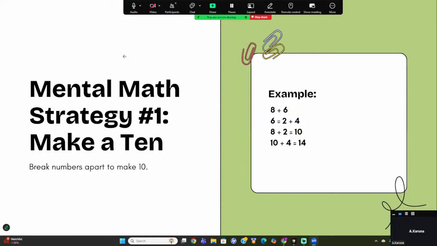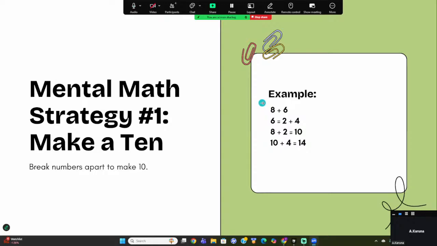So the first strategy is make a 10. So we break apart numbers to make 10. And like I said before, using tens is very easy, and you can easily do addition and subtraction with them.